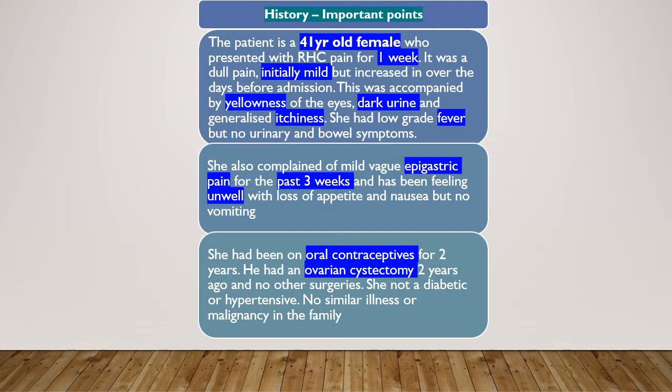Based on the history, the significant points are highlighted in blue. A 41-year-old female with a 1 week history of right upper quadrant pain, initially mild and progressive, then yellowness of the eyes, dark urine, itchiness and fever. She also has similar symptoms, epigastric pain for the past 3 weeks, and she is on oral contraceptives and had an ovarian cystectomy done 2 years ago.